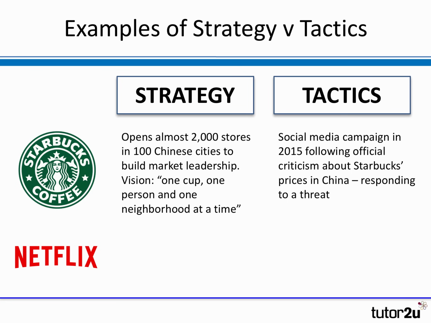So the strategic decision was around committing significant business resources to open almost 2,000 stores across many of China's largest cities, with the vision based around the corporate vision of one cup, one person and one neighborhood at a time. That's a very strategic decision, the decision to move into China and commit huge resources.